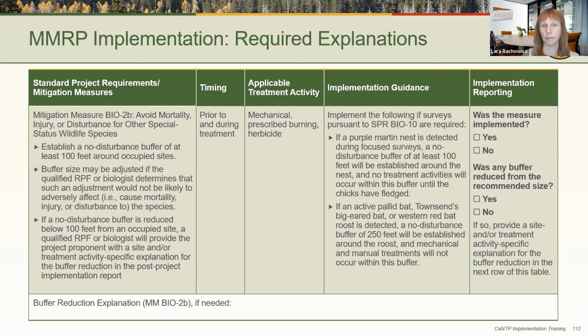The last column includes the checkbox for if the measure was implemented, as you've seen before, and an additional box for if a buffer was reduced. If a buffer was reduced, you need to provide a site or treatment activity specific explanation for the reduction in the next row of the table. And you can see that row is located at the bottom of the slide. So building the explanations into the table allows the project proponent to have all the information that will be required for that post-project implementation report in one place. Next slide, please.